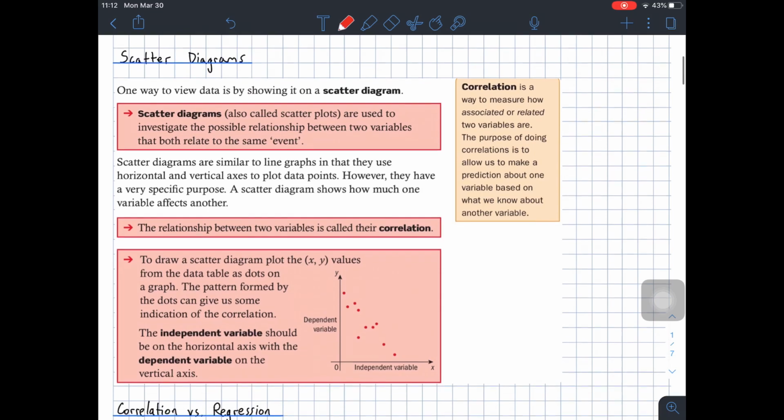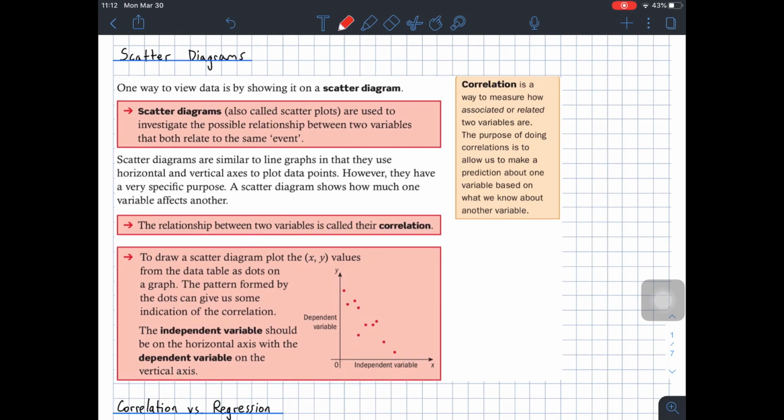Okay, then the following concept is scatter diagrams. It says, one way to view data is by showing it on a scatter diagram, which is this diagram over here, where we plot points and then we try to identify the relationship between the variables. We're going to be doing some examples of those in a while.